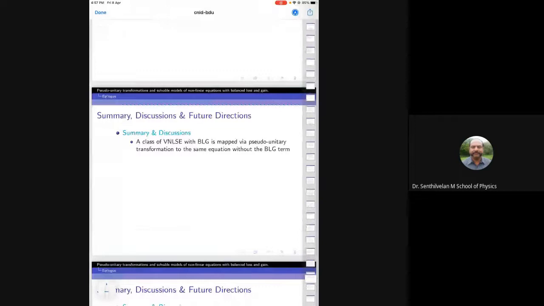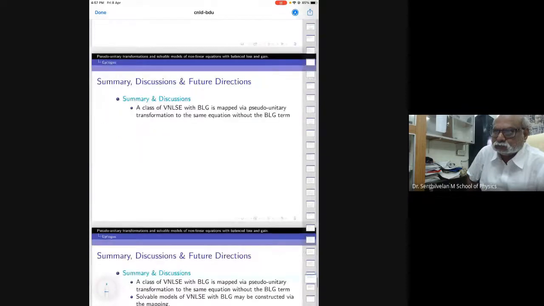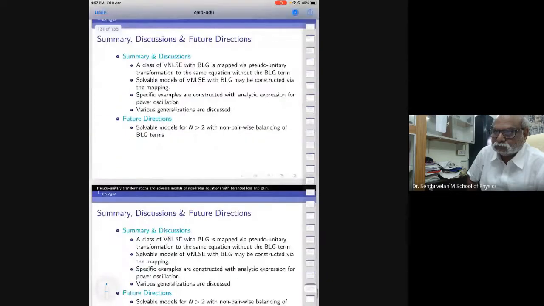Whatever I have done, I have introduced the balanced loss-gain system in the context of mechanical systems, in the context of nonlinear equations, in the context of the nonlinear Dirac equation, and used a method, the pseudo-unitary transform, to map them to known exactly solvable models, and that has been exemplified by a two-component vector nonlinear Schrodinger equation with balanced gain. Now there are various directions also. Say for n greater than 2, that means beyond 2, we have not done anything. There are some primary results, but we have not published anything. But that's true.